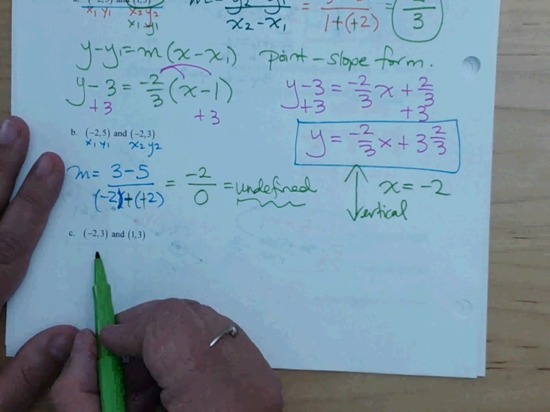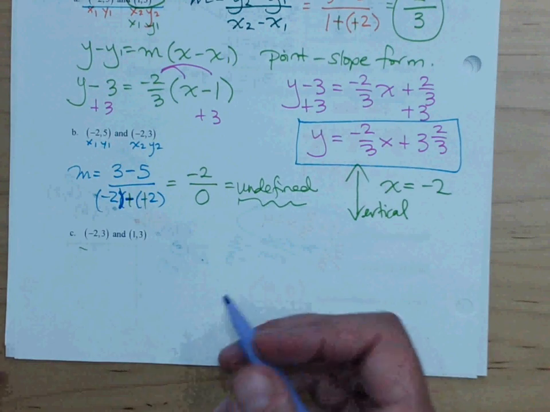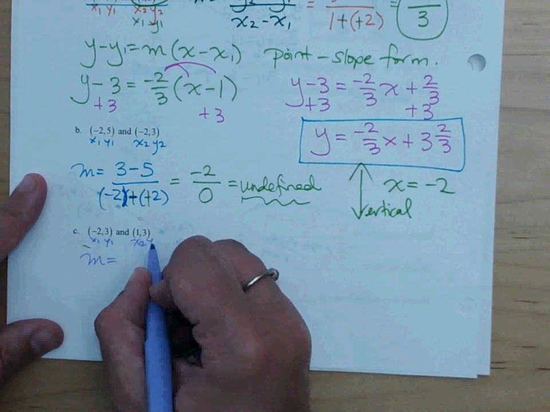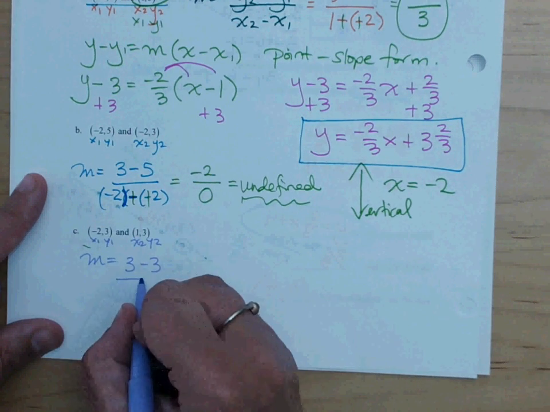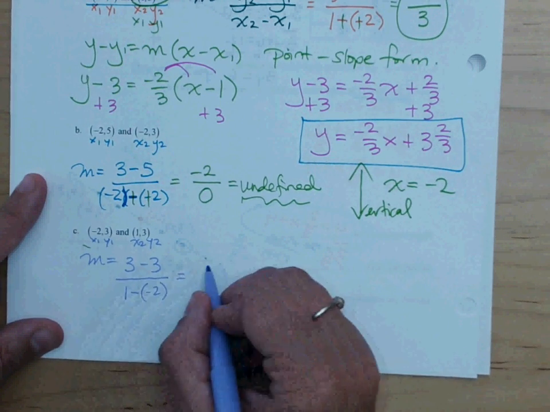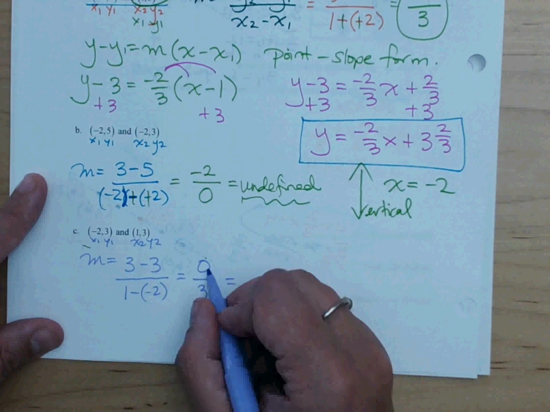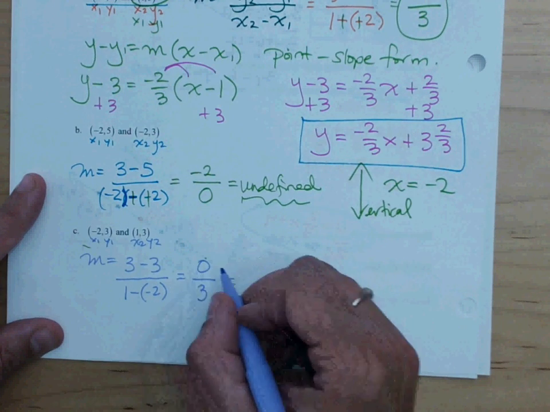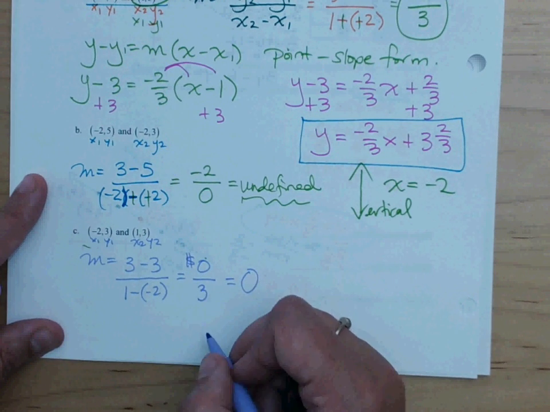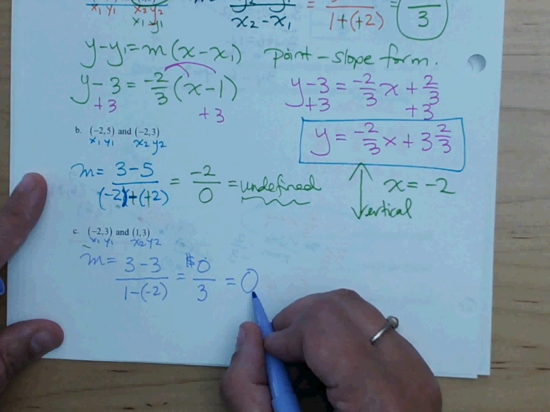Now let's look at the next one, and you might already predict what's going on here, but let's go ahead and just use the formula. M equals, this is x1, y1, x2, y2, 3 minus 3 over 1 minus negative 2. 3 minus 3 is 0. 1 minus negative 2 is 3. And anytime we divide into 0, we get 0. Because if you think about it like money, you have $0, you divide it by 3 people. How much does each person get? They each get $0. So here the slope is 0.